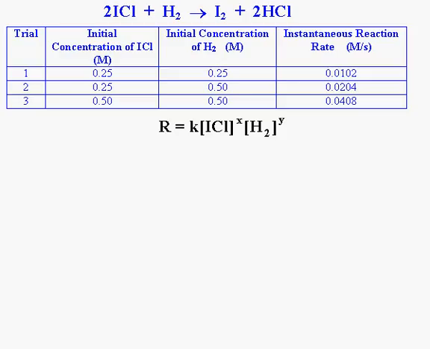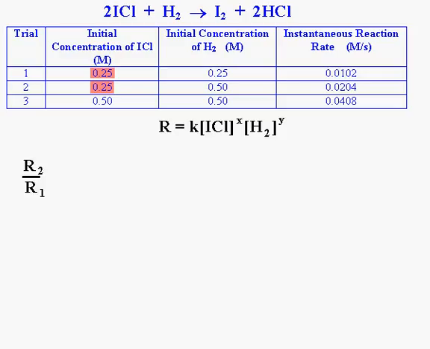Look at trials 1 and 2. In those 2 trials, the concentration of ICl did not change. So any difference in rate between those 2 trials can't be due to the concentration of ICl, because ICl doesn't change in the trials. It also can't be due to K, because K is a constant. It doesn't change either. So between trials 1 and 2, the only thing that changed was the concentration of H2. So any change that occurred in reaction rate has to be as the result of the change in concentration of H2. Well, how did the rate change between trials 1 and 2?